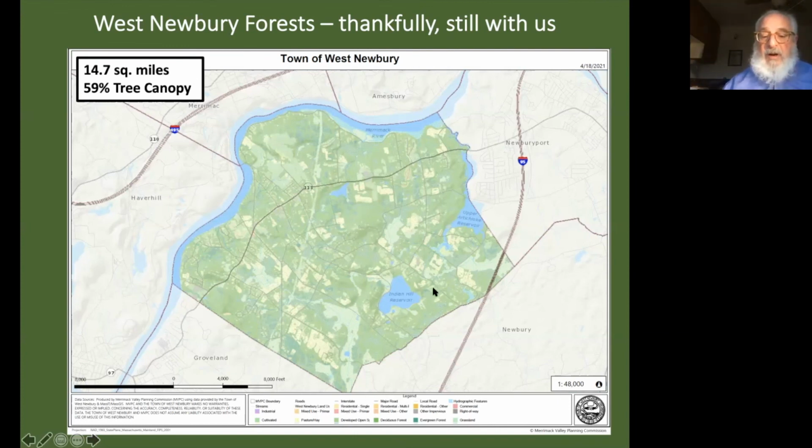The green here, whether it's light green or darker green, is all different kinds of tree cover. The pale yellow is our cleared lands for fields, if you will, for agriculture. And then, of course, we have some of our wetlands and some of our reservoirs. So we are still in pretty good shape in terms of tree canopy. It doesn't mean we can't be quite careful about removing them.